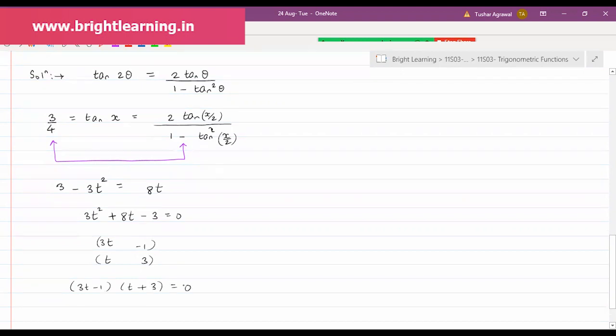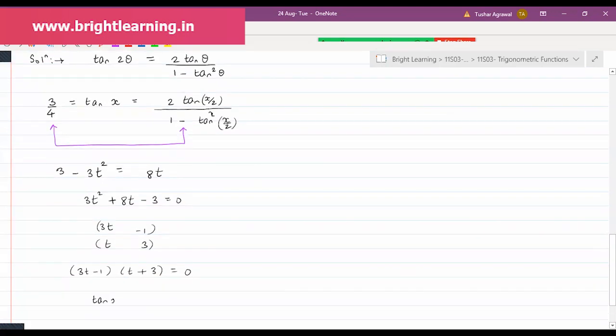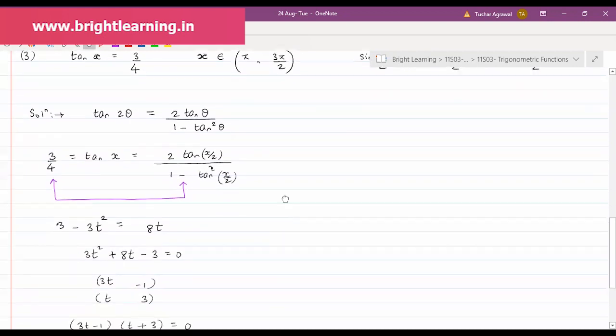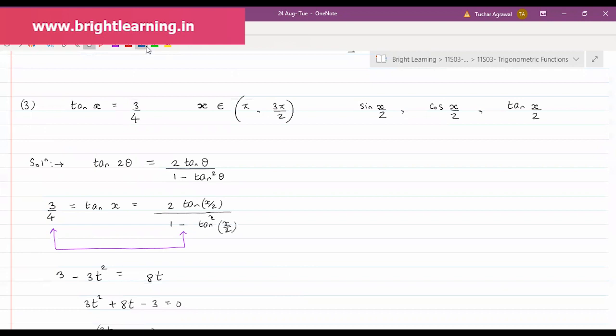t is what? tan of x by 2. So tan x by 2 is equal to either 1 by 3 or minus 3. Now, which of these values should I keep and which should I discard? For that matter, this interval comes handy.